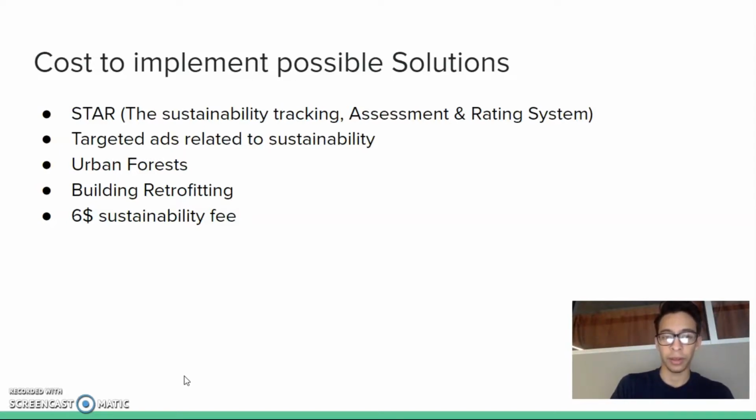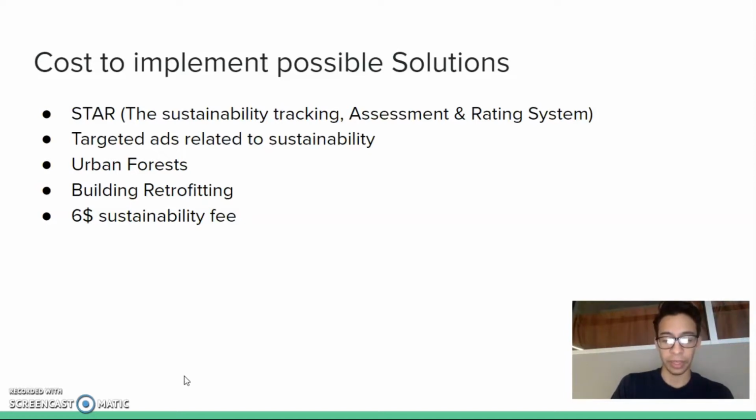We have also examined other possible solutions such as targeted ads related to sustainability, and we have concluded that it would not be very cost prohibitive to run these ads on current Wayne State social media outlets and or in Wayne State facilities such as the Student Center, the library, engineering building, to be able to inform students of the recycling options that we have on campus and to familiarize them with the operations we have in place for recycling.